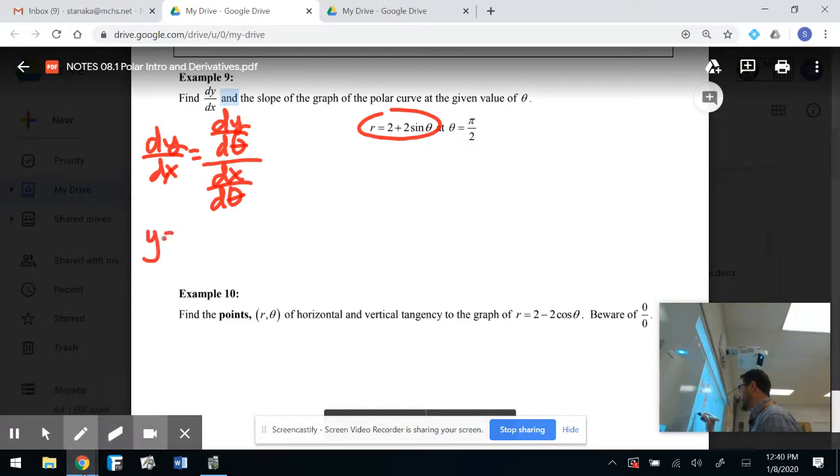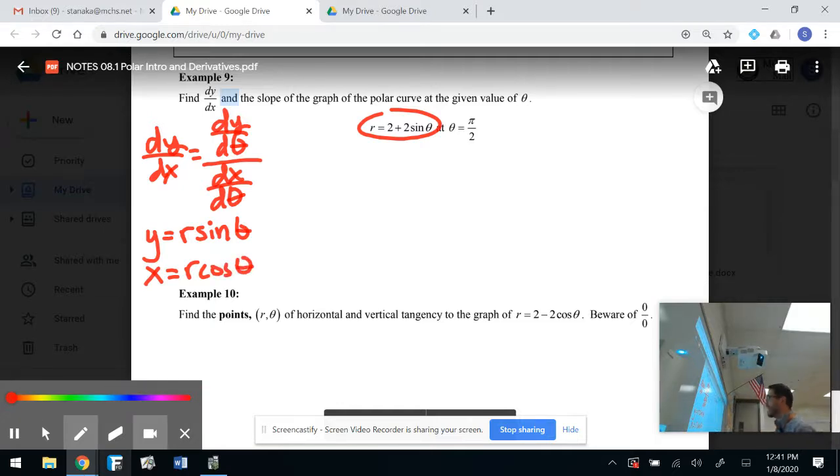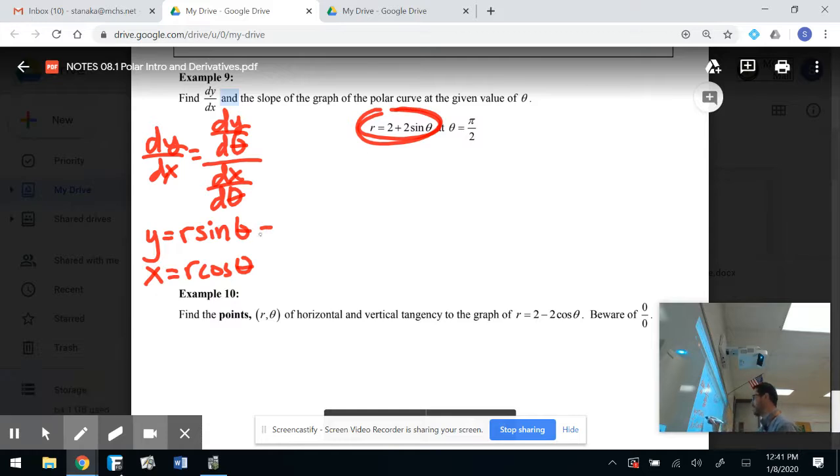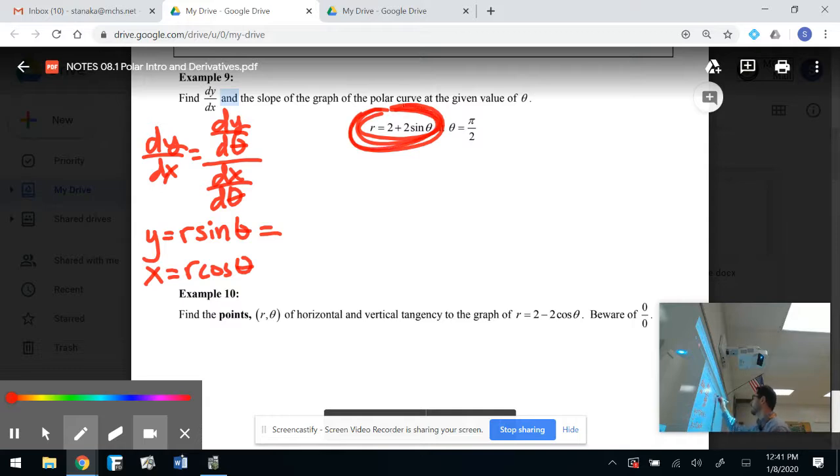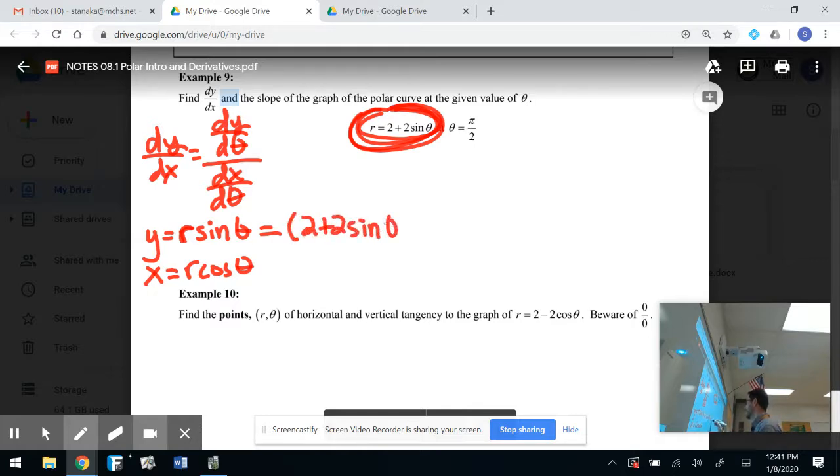Well, y is equal to r sine theta, right? And I know that from that previous page, right, class? And x is equal to r cosine of theta. Okay, sweet. So there's my equations, and they give me r. They say r is this stuff. So let's create my y for this particular polar curve. My y would be r, and r is 2 plus 2 sine of theta, times sine theta. And I could simplify that to be 2 sine of theta plus 2 sine squared of theta, right?